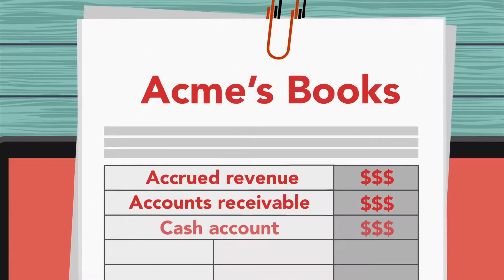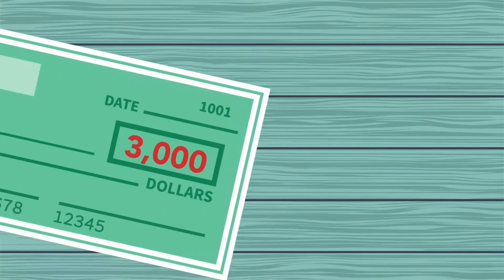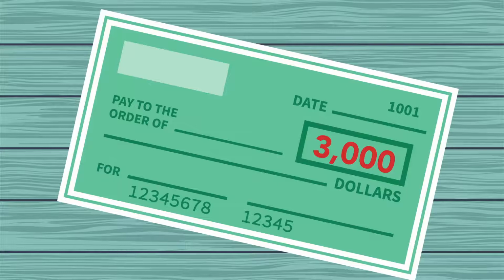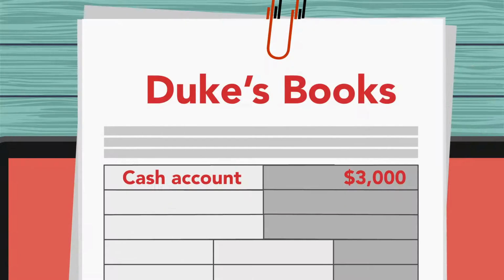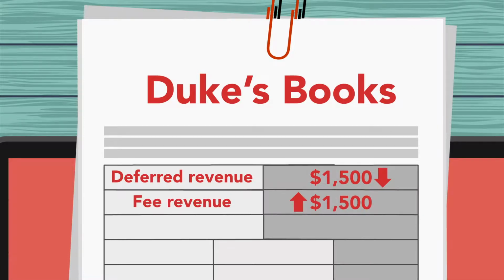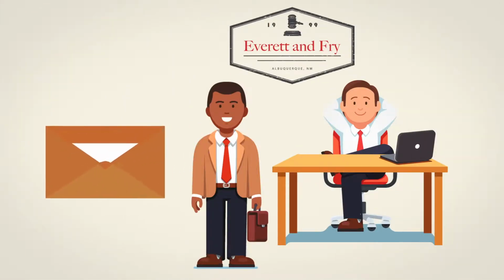Acme's later payment increases Duke's cash account and reduces its accounts receivable, but it will not affect Duke's income that was recorded earlier. Assume that Acme liked the work so much that it paid Duke a retainer fee of $3,000 in anticipation of having Duke perform future work for several upcoming financial transactions. Duke records receipt of $3,000 in its cash account and also records the fee as deferred revenue. The firm then recognizes the fee as the work is performed by reducing its deferred revenue account and increasing its fee revenue account.